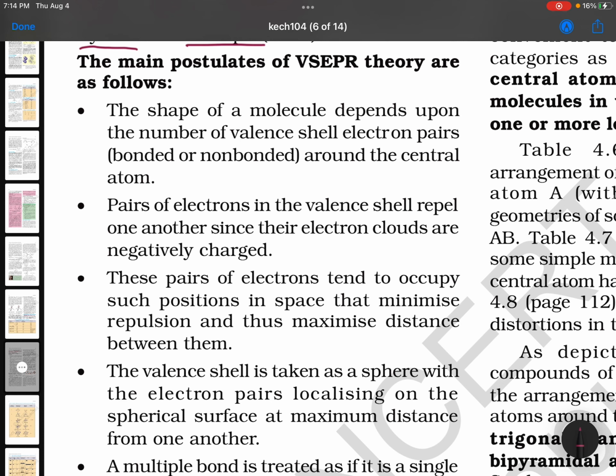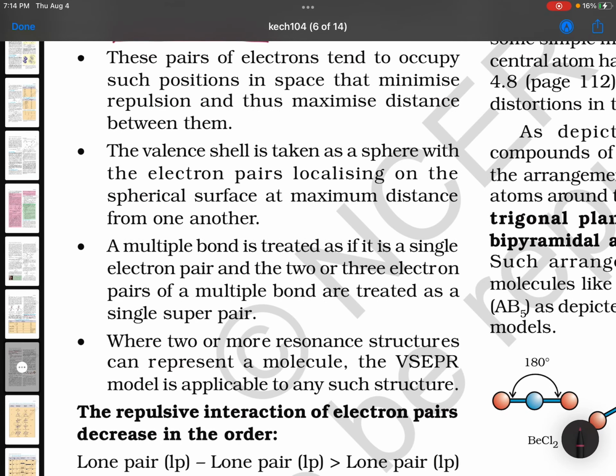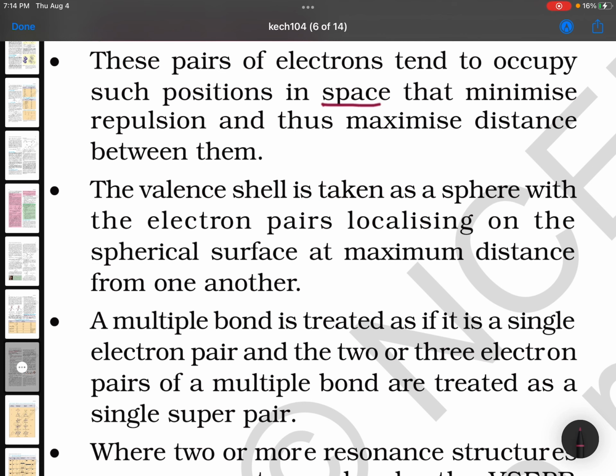The main postulates of VSEPR theory are as follows. The shape of a molecule depends upon the number of valence shell electron pairs, bonded or non-bonded, around the central atom. Pairs of electrons in the valence shell repel one another since their electron clouds are negatively charged. All electrons are negatively charged, so repulsions will be there. These pairs of electrons tend to occupy such positions in space that minimize repulsions and thus maximize the stability, or the distance between them. So minimum repulsions, maximum stability. This is our major idea.